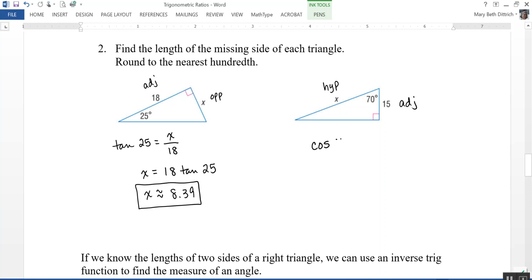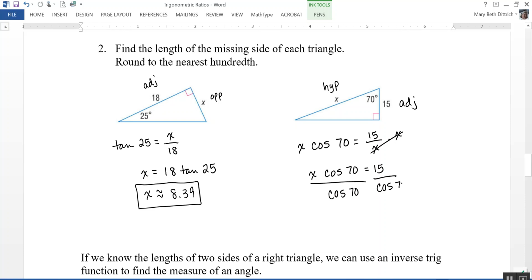So I'm going to do the cosine of my angle, which is 70, and that's equal to the adjacent over the hypotenuse. Now this one's a little trickier because my x is in the denominator, so in order to solve this equation I need to do two steps. I'm going to start by multiplying both sides by x, and that's going to give me x times the cosine of 70 is equal to 15. And now I'm going to divide both sides by cosine of 70.